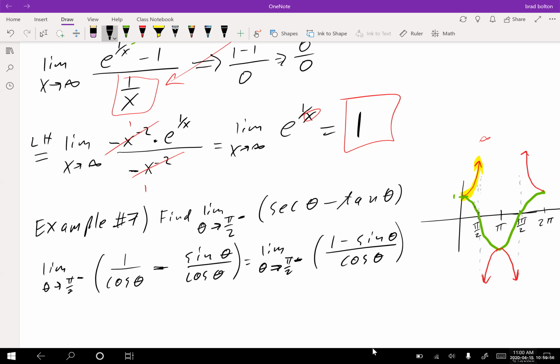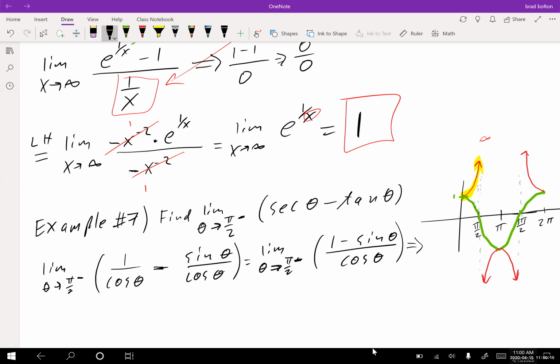Right. Now let's try to plug that in. Well, the sine of theta at pi halves is 1, and the cosine of theta at pi halves is 0. So we end up with 1 minus 1, which is 0.